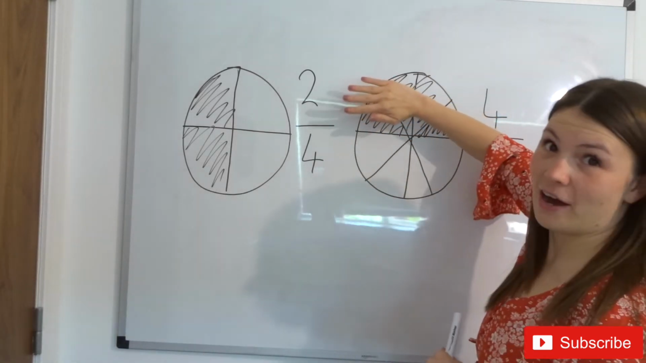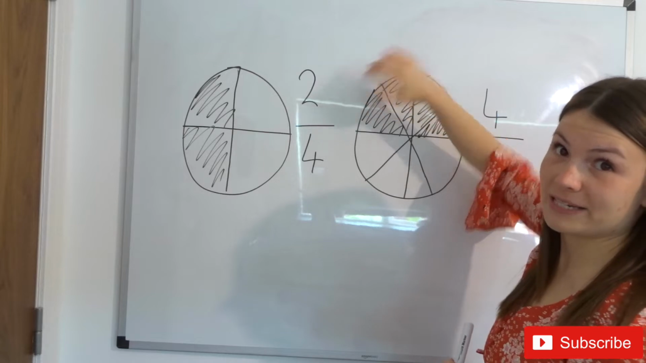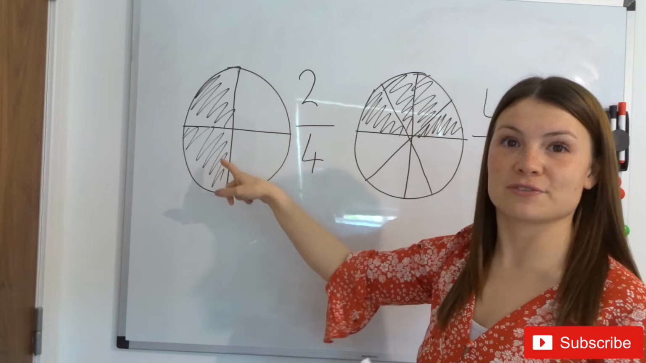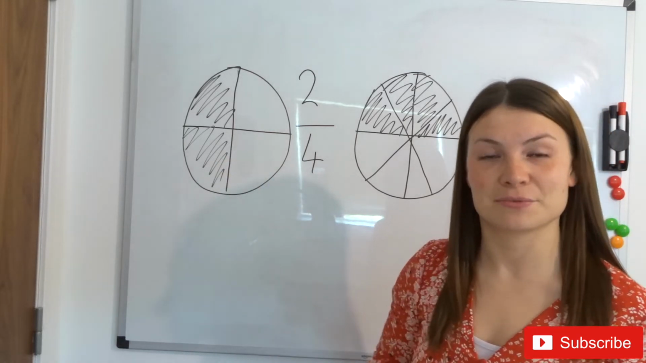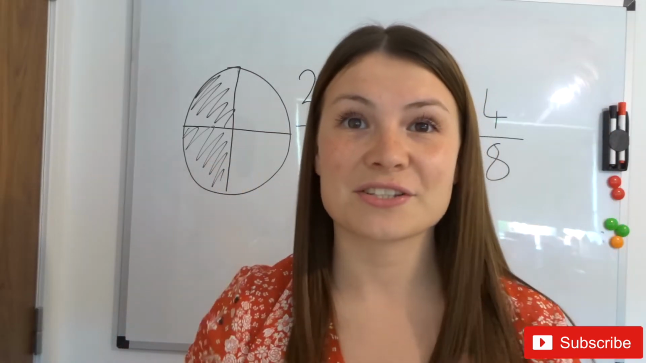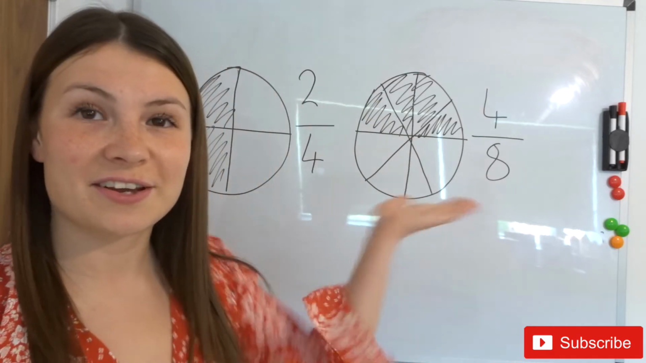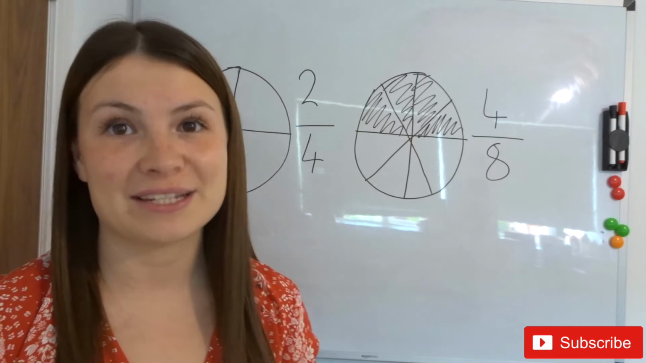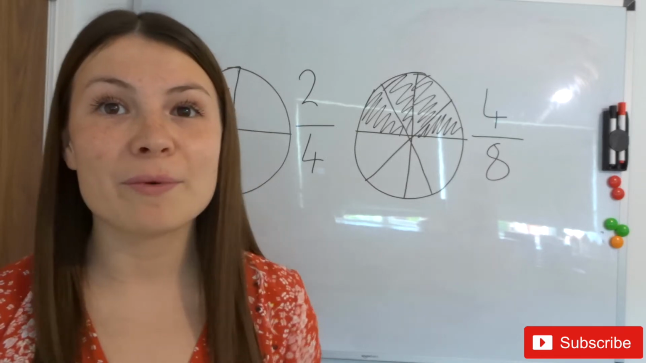My friend's eaten half of her pizza, although it looks a bit different and it's swizzled round a little bit. And I've also eaten half of my pizza as well. So these two fractions are in fact equivalent. They're the same amount, but they just look a little bit different. Okay, one more like this.